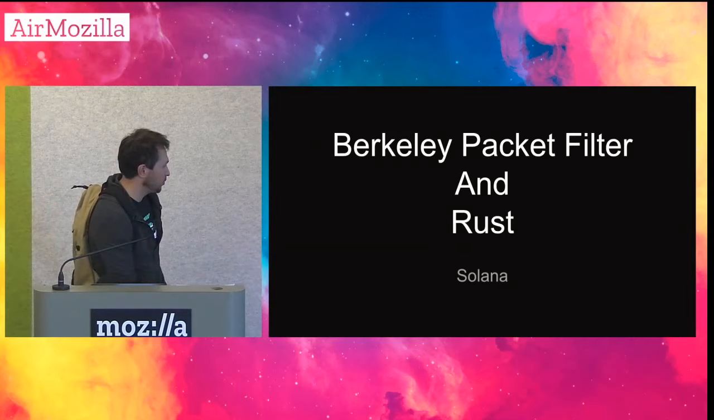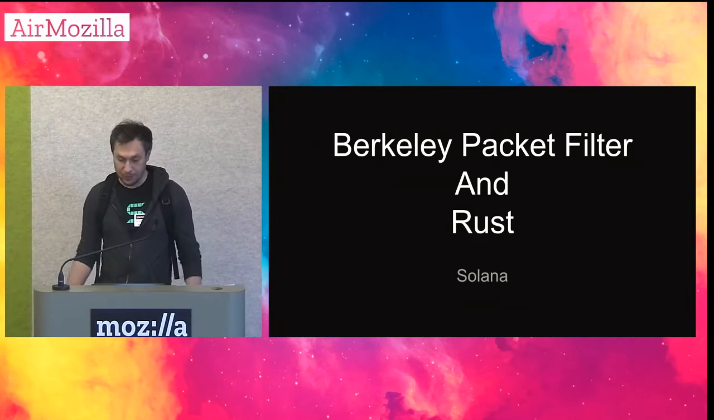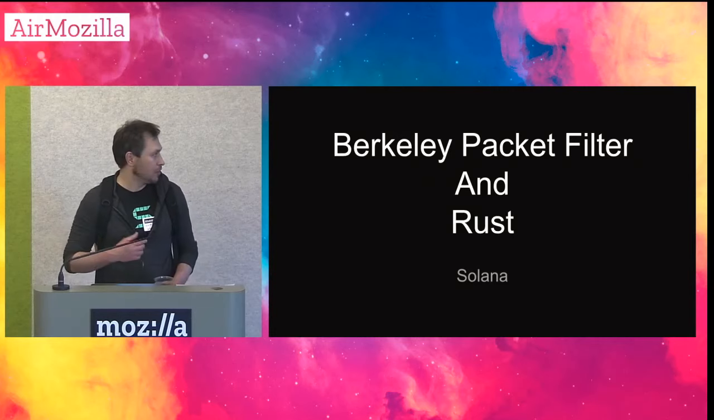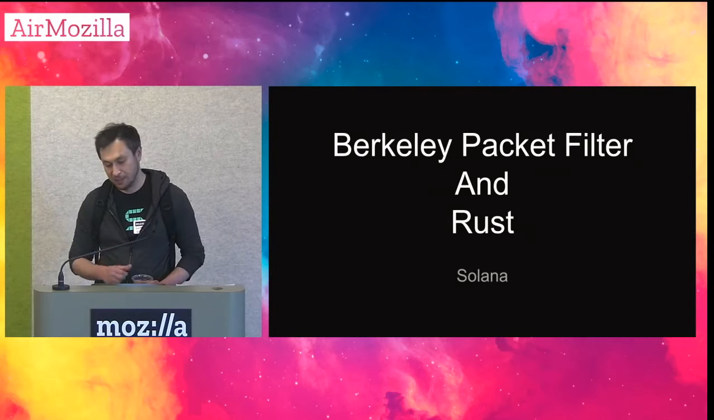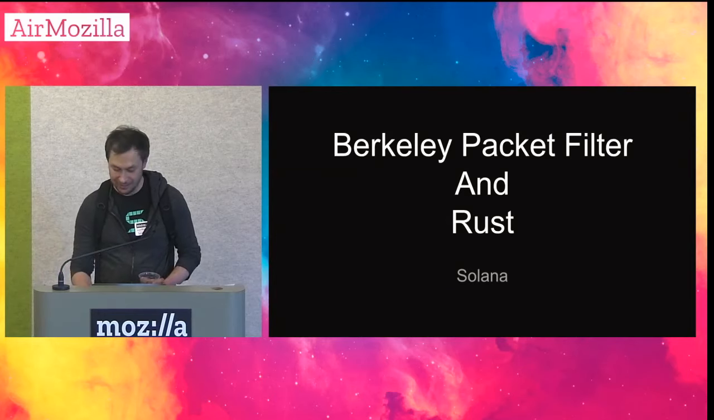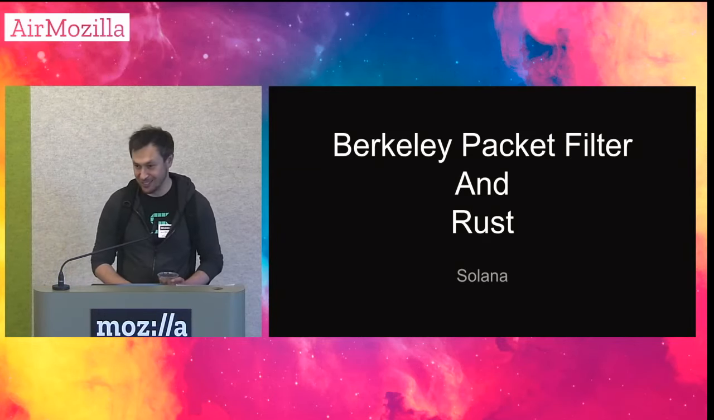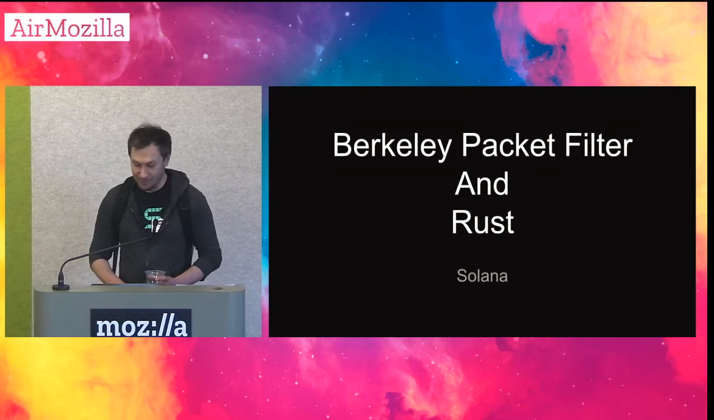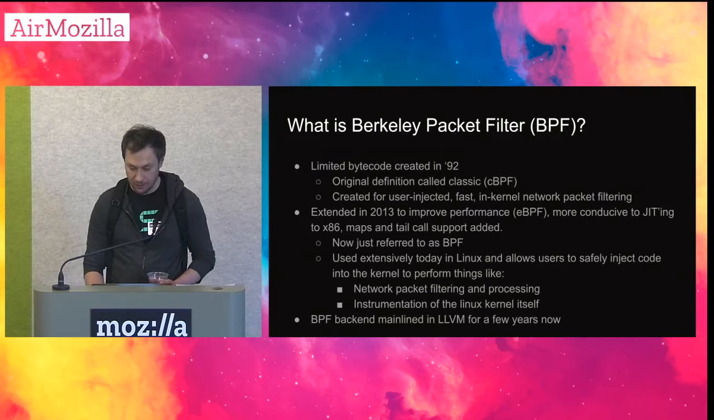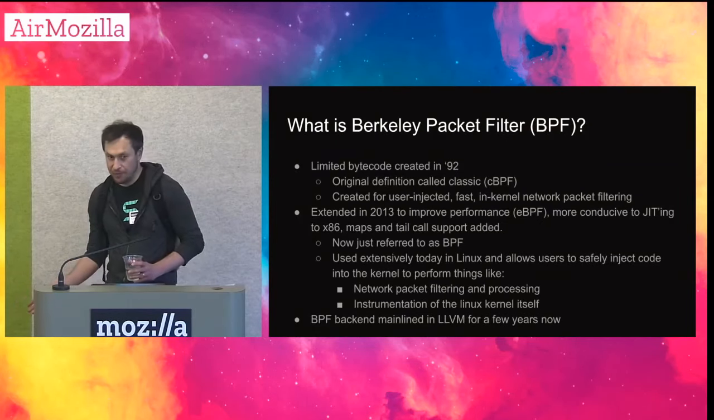Oh, perfect. So, Berkeley packet filter in Rust. Our project is called Solana. It's a high performance blockchain. If you guys care about that, we can talk after. But this presentation is focused solely on the blood, sweat, and tears of getting a full Rust toolchain to compile to Berkeley packet filter. So what's Berkeley packet filter?